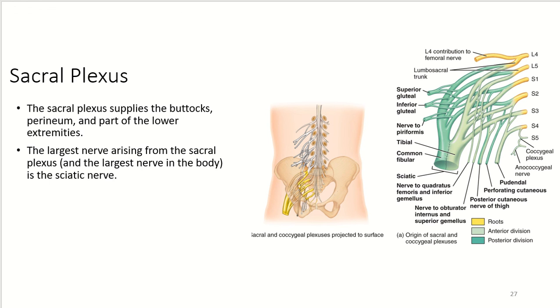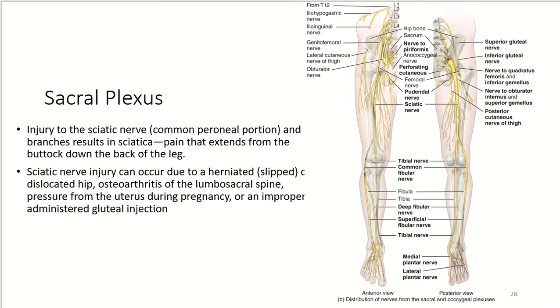Next, we have the sacral plexus. This is going to supply the buttock, the perineum, as well as parts of the lower extremities. The largest nerve that arises from the sacral plexus, as well as the largest nerve in the body, is the sciatic nerve. And that often causes a lot of pain. It's a pain in the lower back and the butt area if you have sciatic nerve pain. So, a little bit more about the sacral plexus.